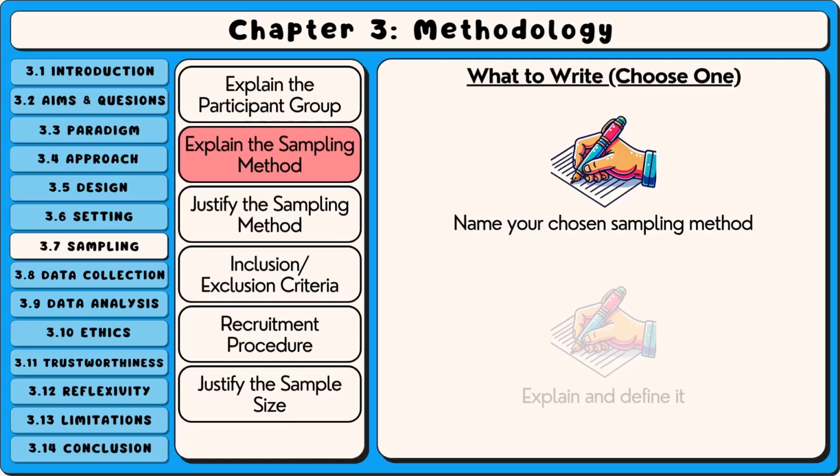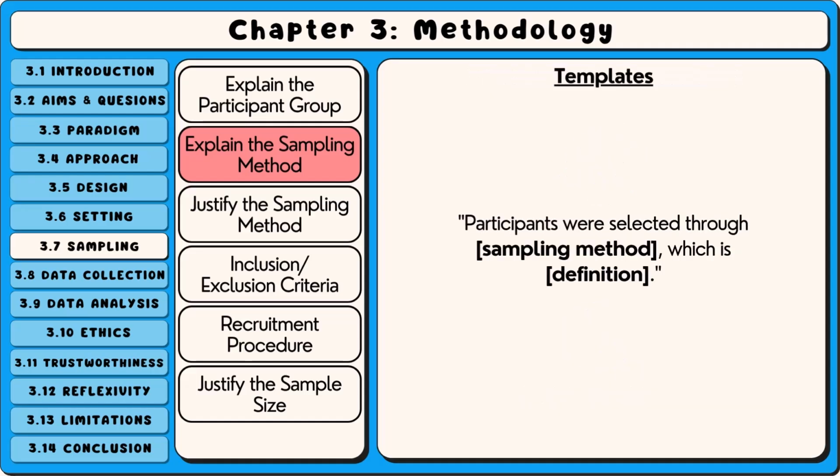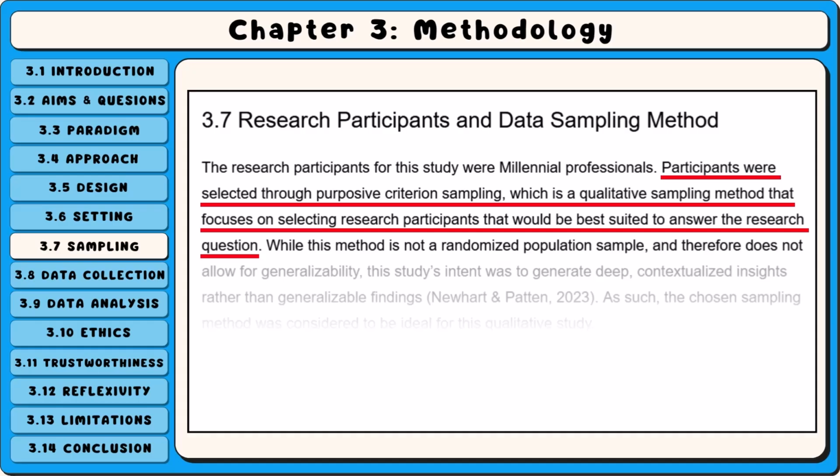Here's a sample. The research participants for this study were millennial professionals. Then you will explain the sampling method. For this step, simply name your chosen sampling method, then explain and define it. Here's a template. Participants were selected through, and then name the sampling method, which is, and then define the sampling method. Here's a sample. Participants were selected through purposive criterion sampling, which is a qualitative sampling method that focuses on selecting research participants that would be best suited to answer the research question.